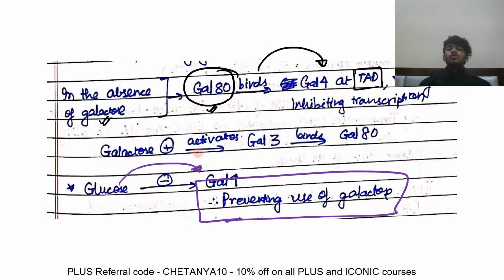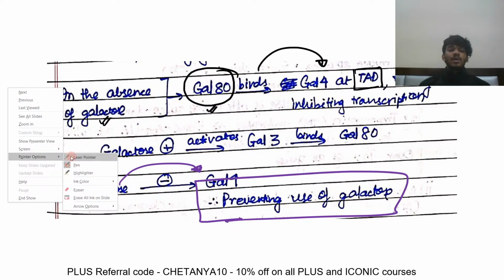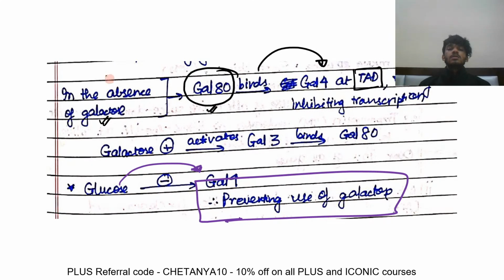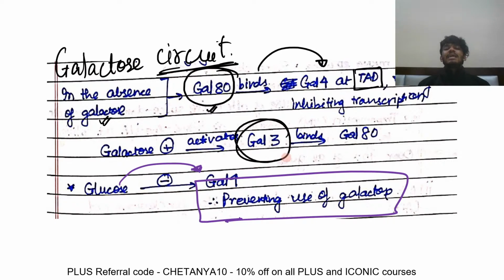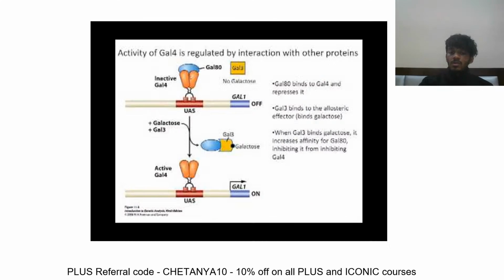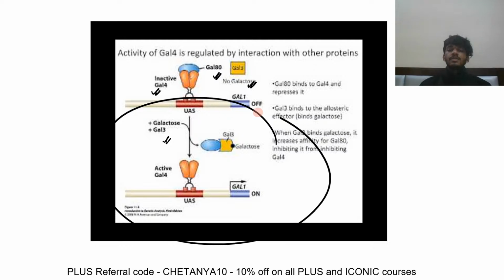That is how you should be able to answer a question on the galactose circuit. You might be asked when is gal3 active, when is gal80 active. Then you should be able to answer this. Gal4, gal80, gal3. That's how this entire regulation works.